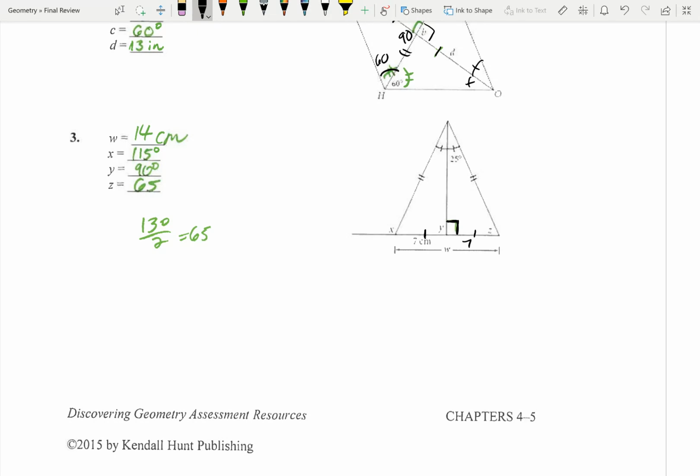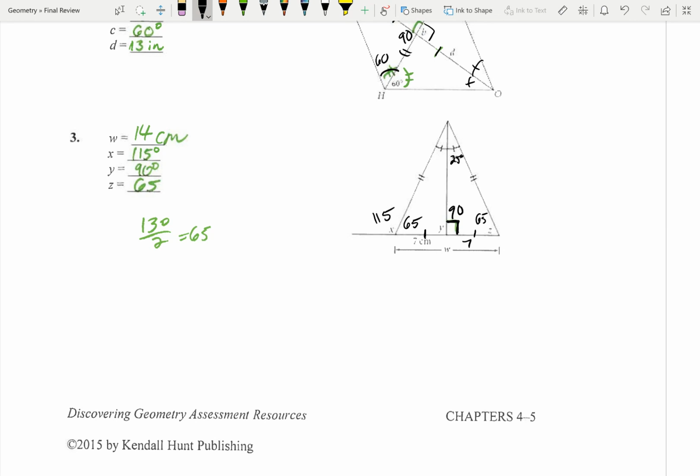And X is going to be, well, before we find X, let's find Z first. So this is 25. This is 25. And this is 90. Adds to 180. That would have to make this 65 degrees. And since it's isosceles, the base angles are congruent, this is also 65 right here. And with the linear pair, that would make that 115.